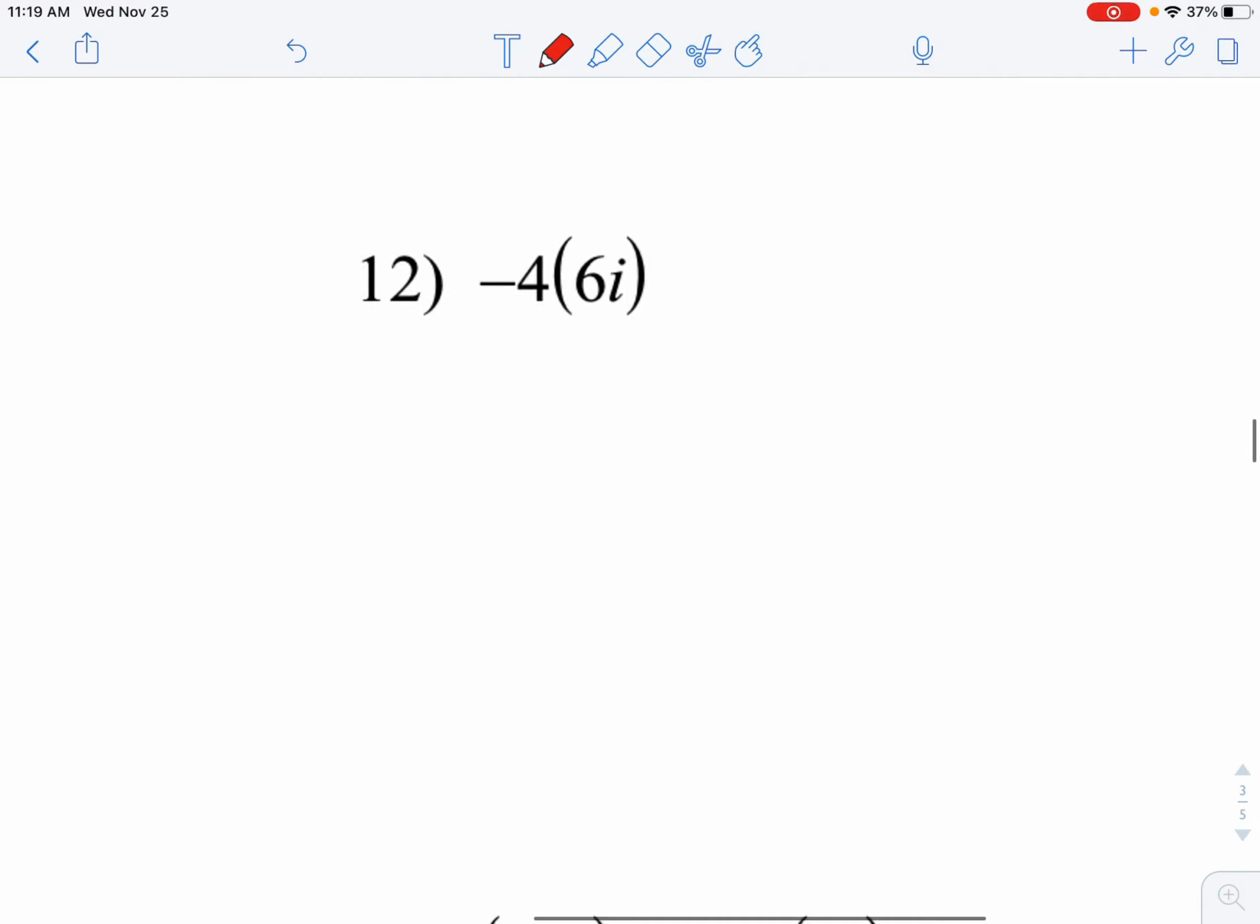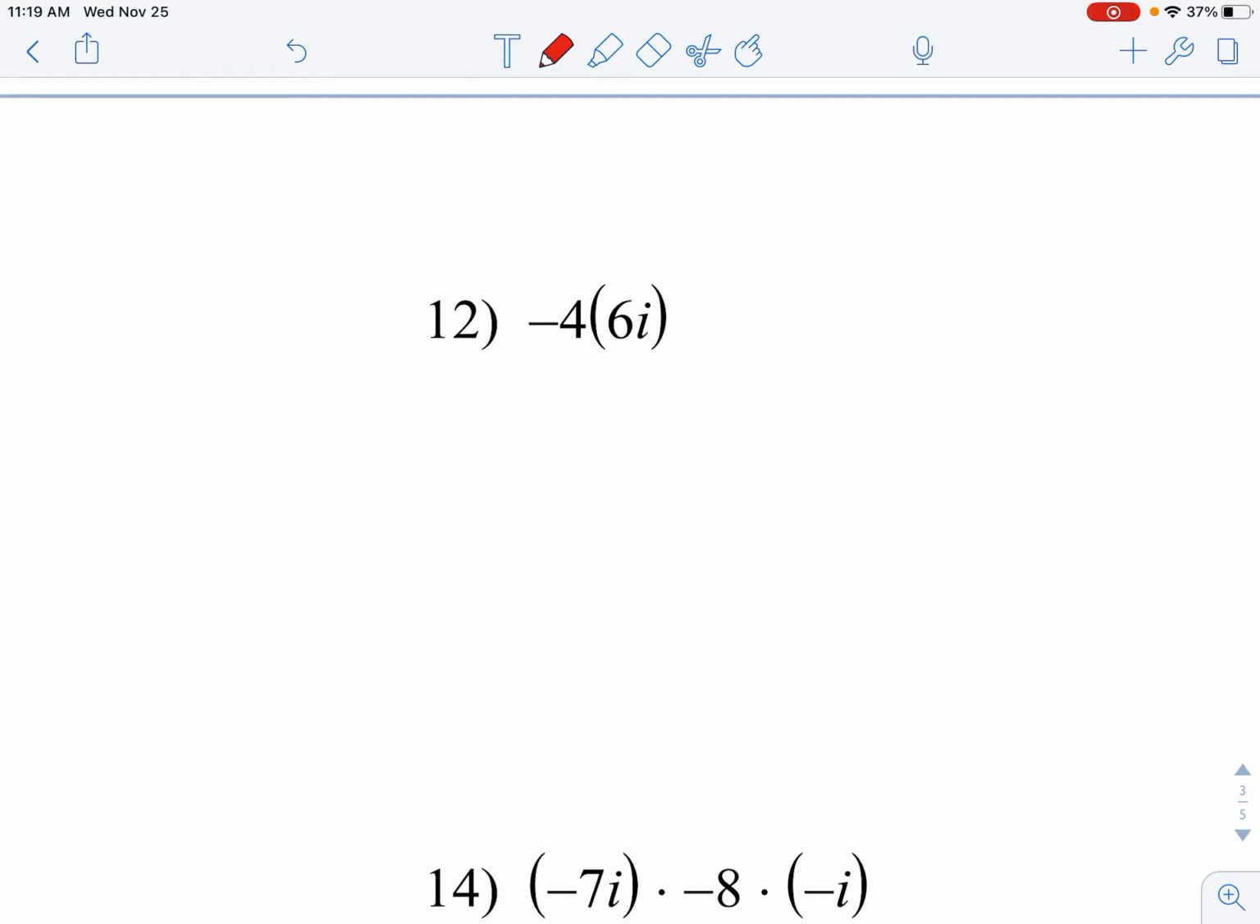Number 6, where did I get that from? Number 12, there's a 6 in it. That's how smart I am.